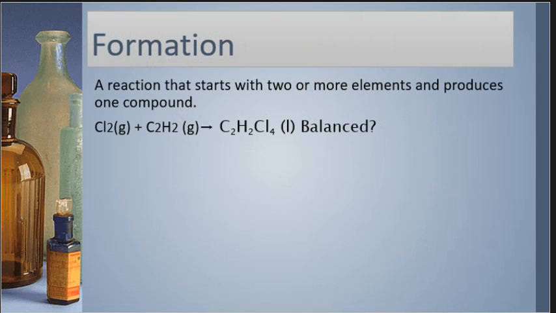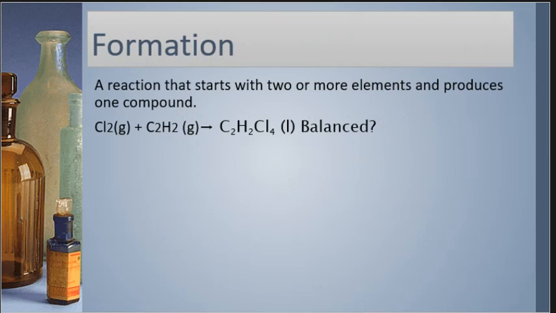Okay, all right, next we have formation. Now the formation reaction is one that starts with 2 things and ends up with something big, right? Produces 1 compound. So I'm going to look here at chlorine, so I've got Cl2 plus C2H2, both gases, and I'm going to end up, interestingly, with a liquid called C2H2Cl4.